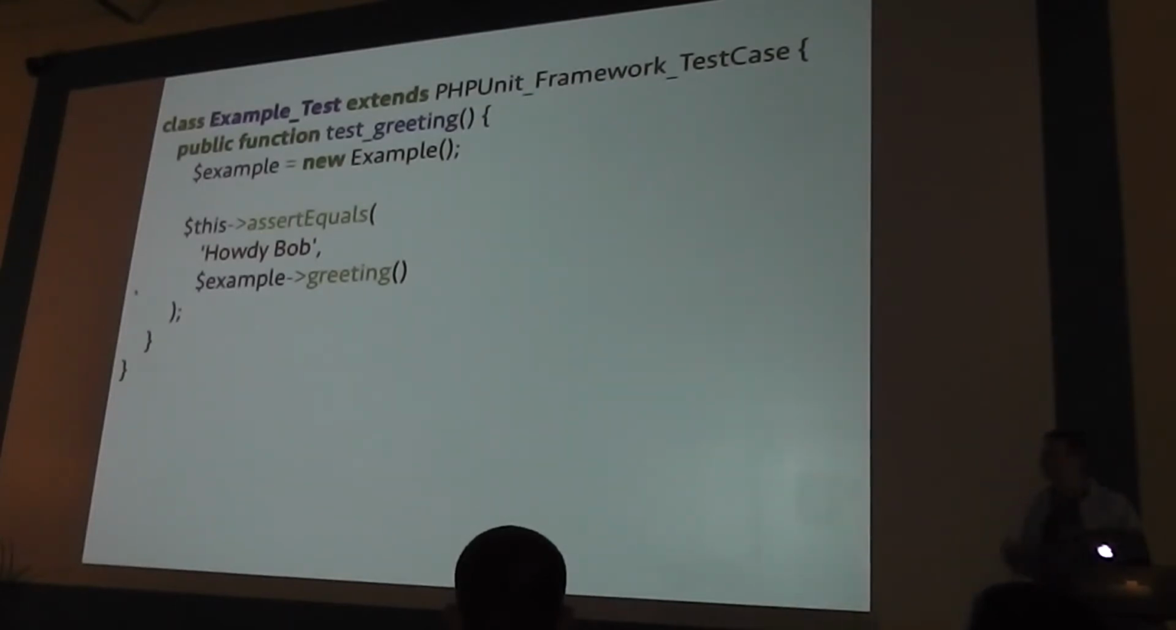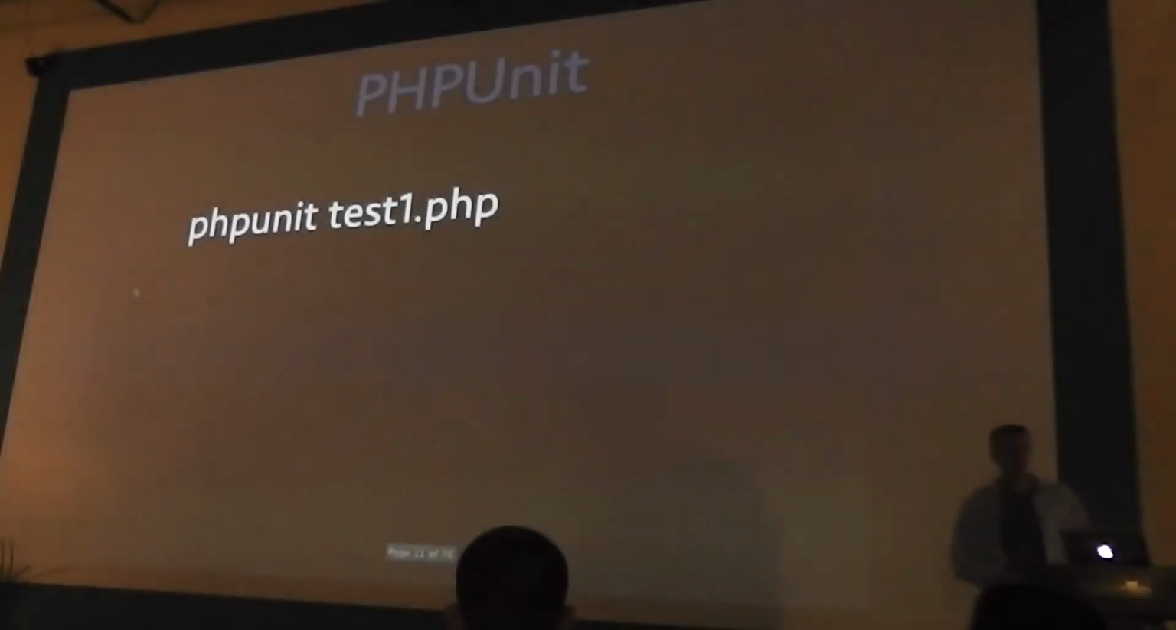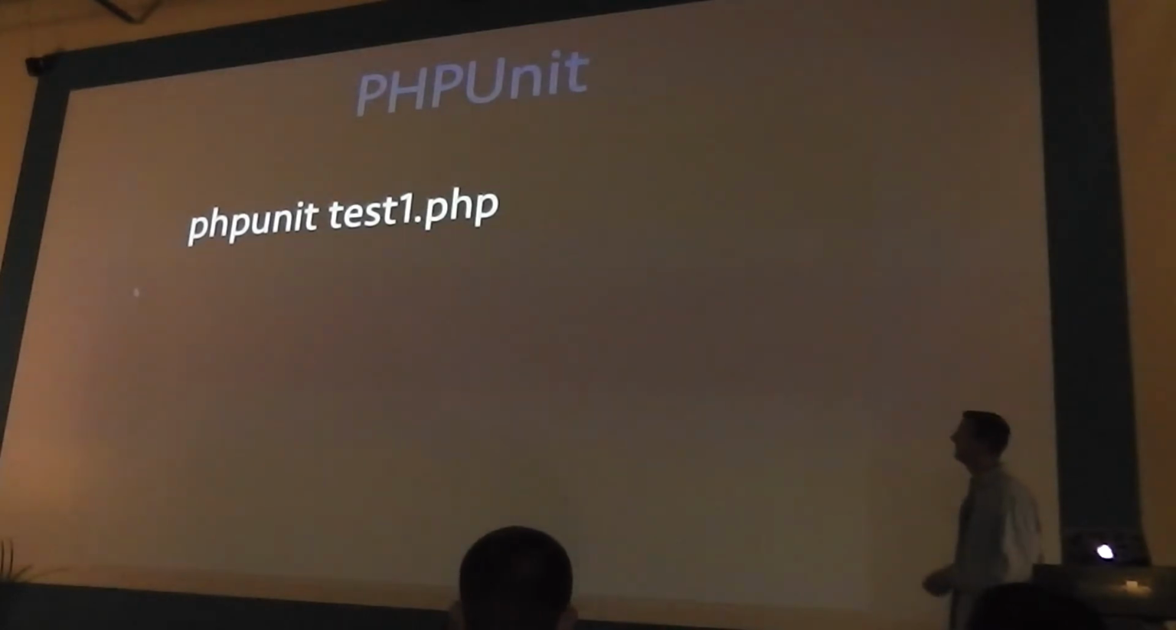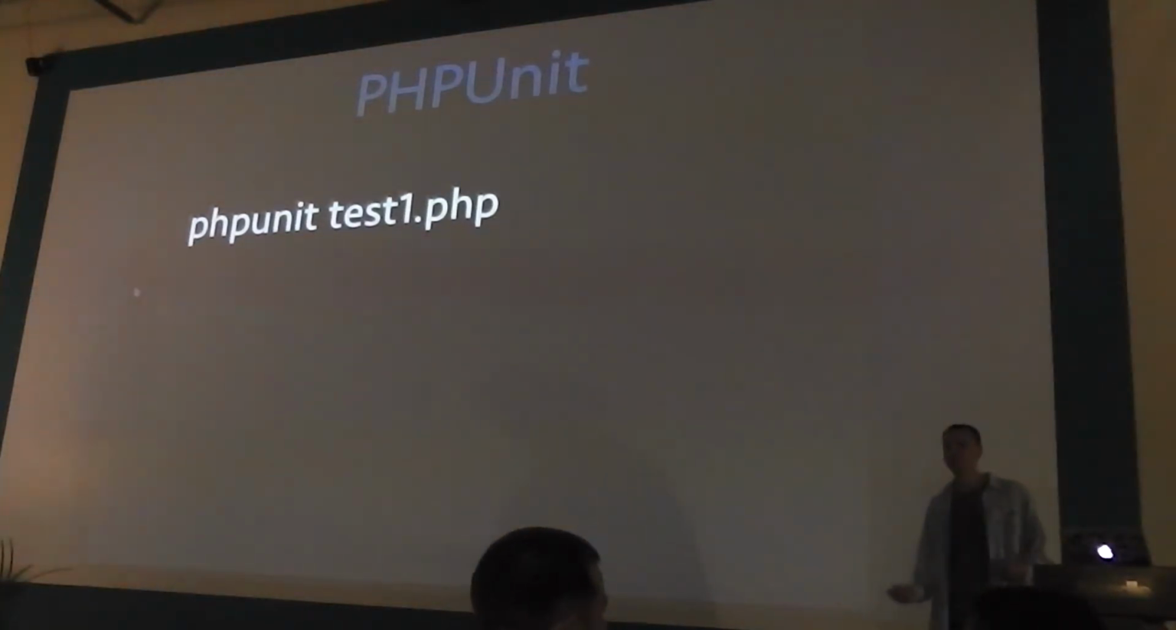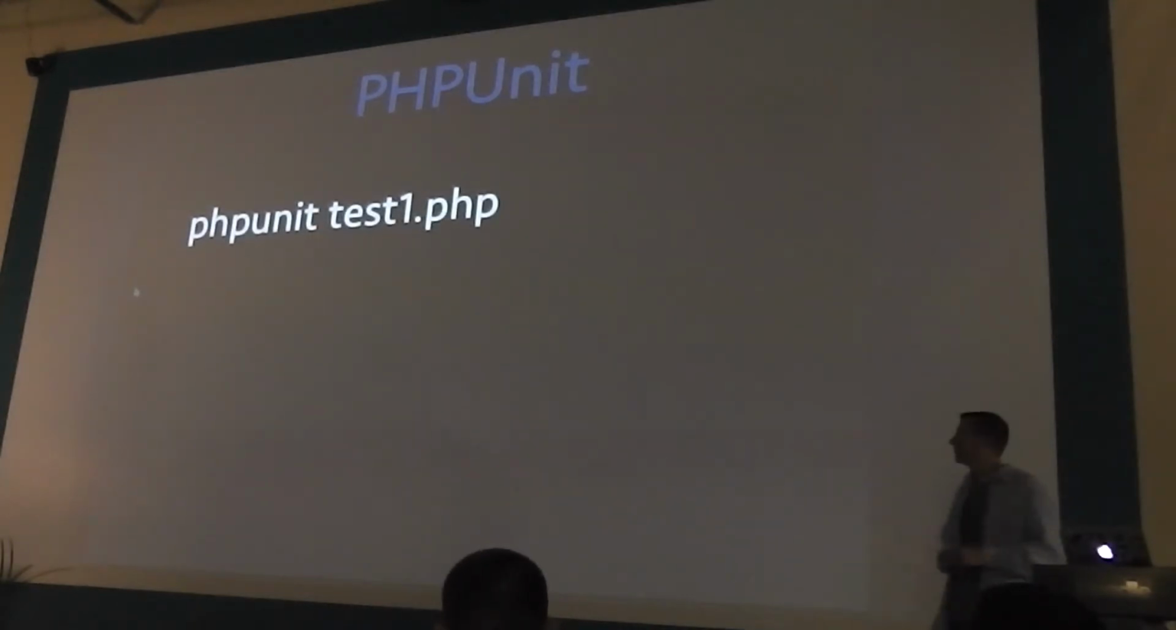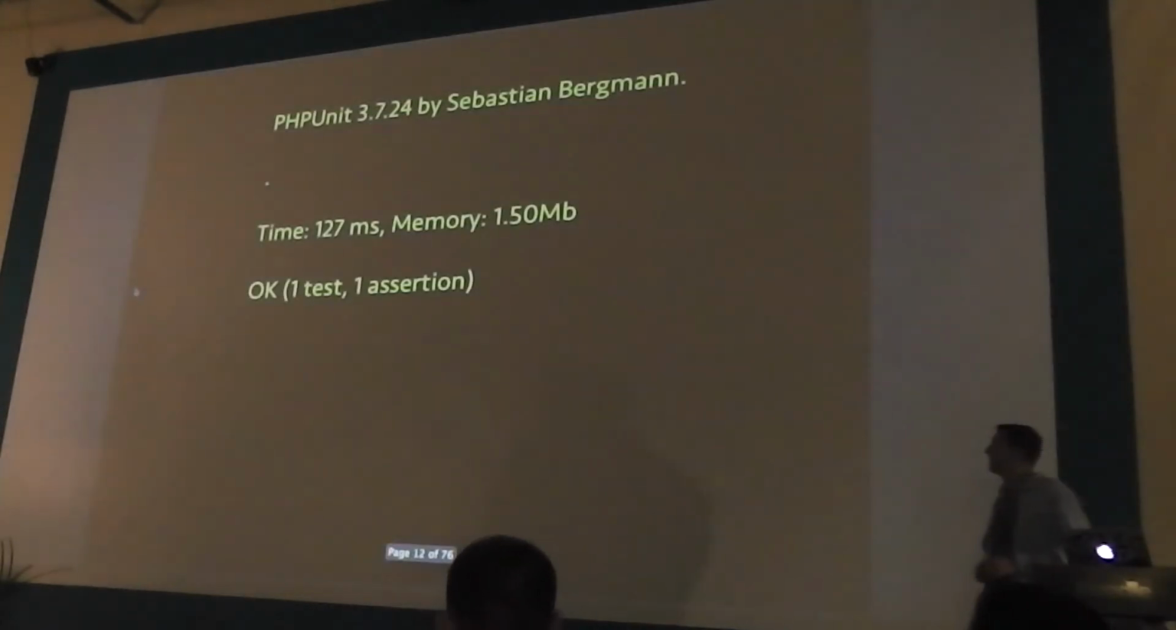So our first test is very simple. We say we're going to get a new example. We're going to ask it to give us a greeting, the default for Bob, and that's what we're going to expect. This test is going to run, very simple command. Again, nothing exotic. If you've never run PHPUnit tests, this is really simple to get going. It's not hard to do.